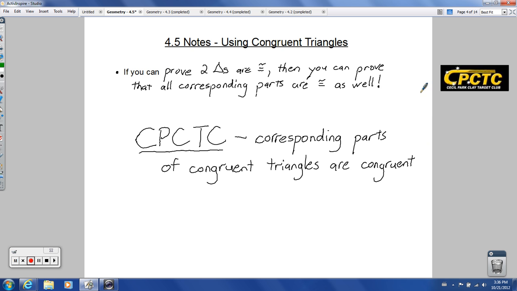Unless you live in New South Wales, Australia, I guess. Then you just get confused, because you could say they speak English over there. They could say CPCTC stands for this. So here's what I'm talking about. That's where that comes from.